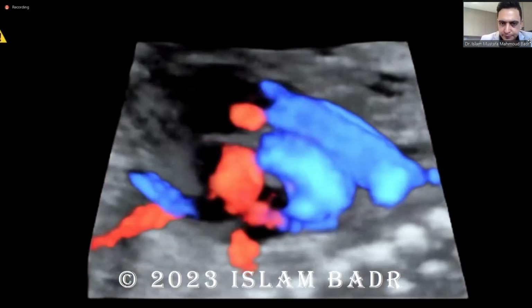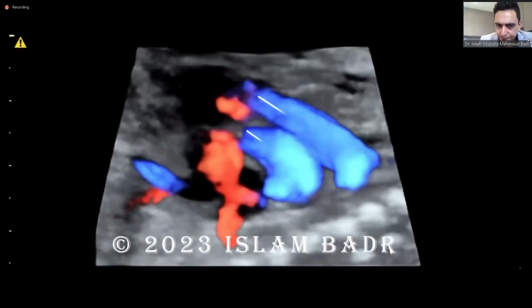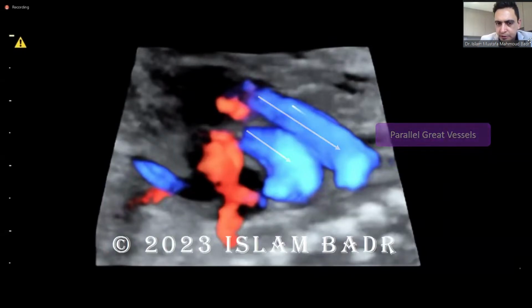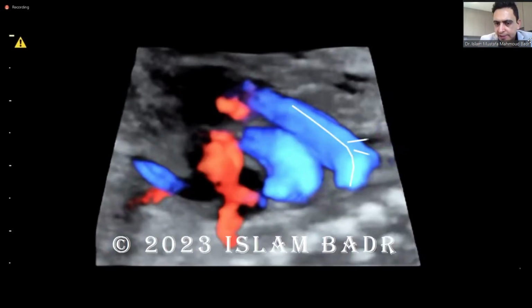of great arteries. You can see the aorta, and you can see the parallel orientation of the great vessels. You can see the branching pattern of the aorta where it gives the branches to the neck, and the pulmonary artery is short because it will bifurcate into the right and the left pulmonary artery soon after it's emerging from the fetal heart.